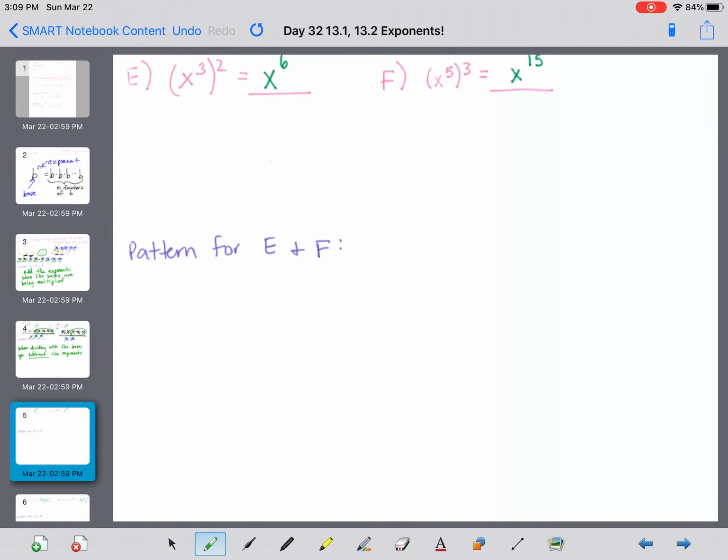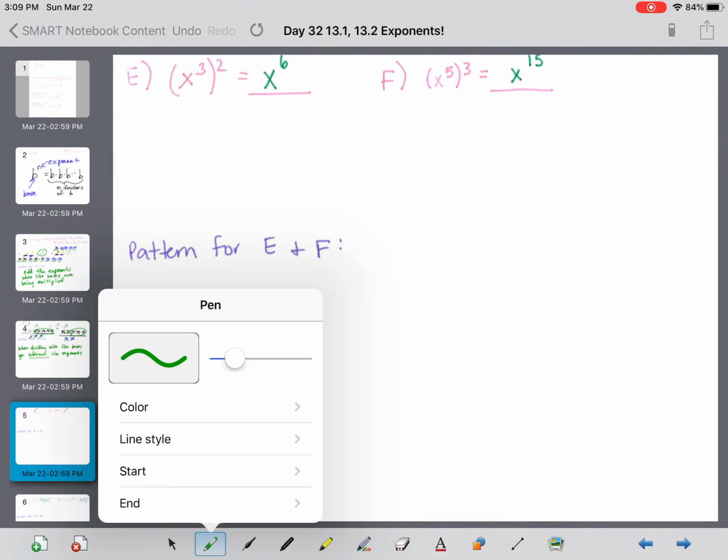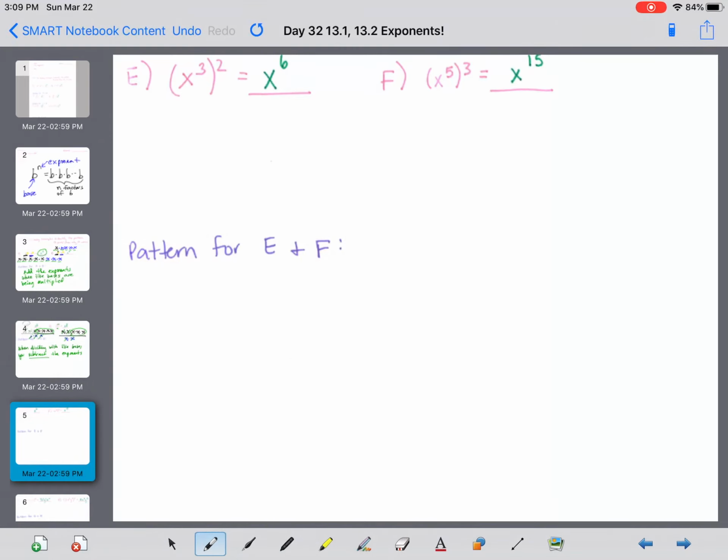Now let's take a look at E and F. So E and F are representing a different type of problem here. This is saying we have x to the third and we're going to take that quantity squared. Notice there is only one base. There is a base of x. So I'm actually going to write out x to the third. So there's x to the third, x times x times x.